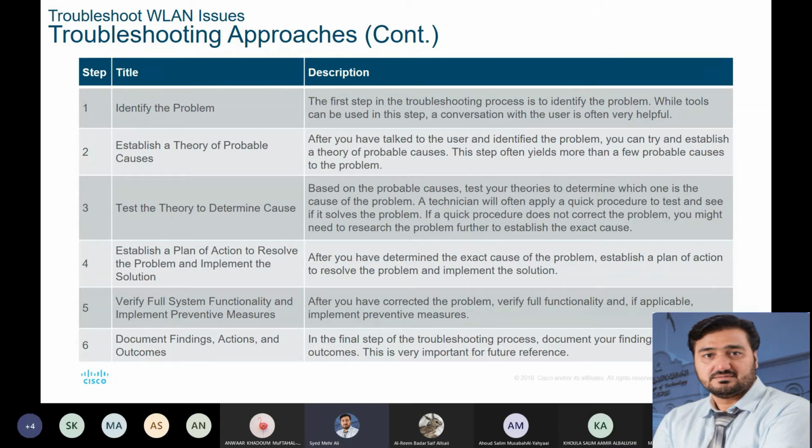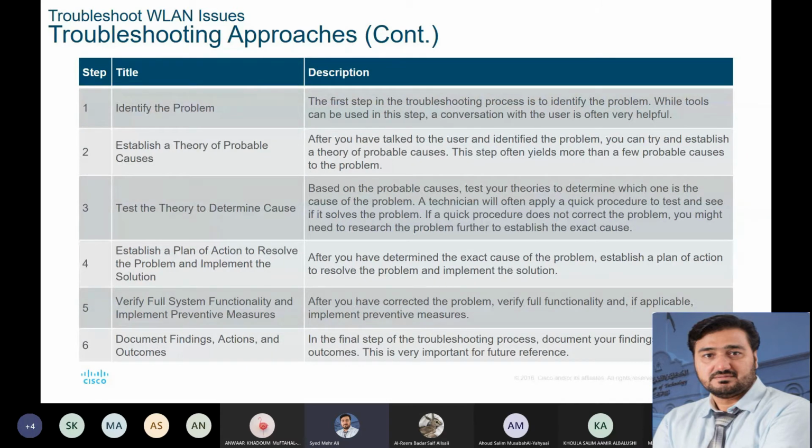The second step is establish a theory of probable causes. After you have talked to the user and identified the problem, you can try to establish a theory of the probable causes. So what are the possibilities? What are the causes? What are the possibilities of these causes?